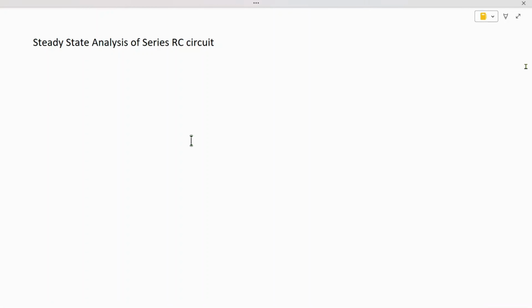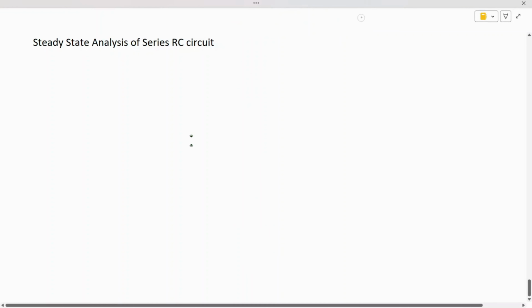Today we are going to study the steady state analysis of a series RC circuit. So how the reactance triangle, voltage triangle and impedance triangle are constructed in a series RC circuit, we are going to learn in this derivation. Okay, so let us try to see here.